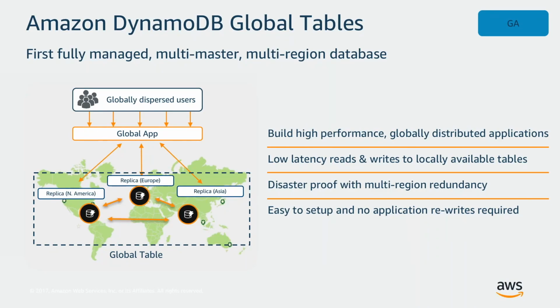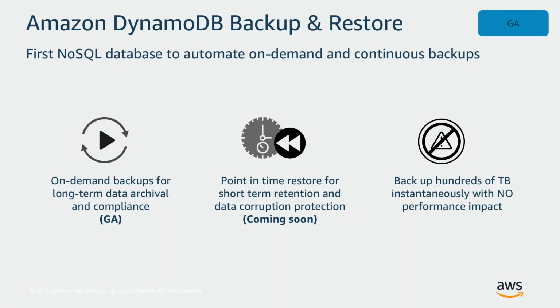And then on to another one of our popular database services, DynamoDB, which is our managed NoSQL database service. We announced at re:Invent this year global tables for DynamoDB. Global tables replicate your Amazon DynamoDB tables automatically across your choice of AWS regions. There's no changes required for your application. Global tables uses all of the existing DynamoDB APIs, supports low latency reads and writes to local available tables, and is disaster-proof with multi-region redundancy.